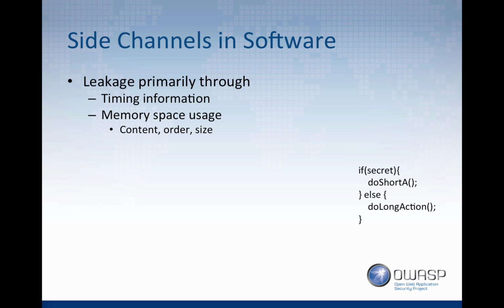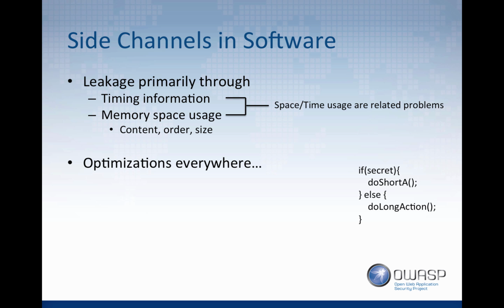So here, on the bottom right, there's just a simple snippet of code, right? We have some if condition, and if it's a secret, we do something that takes a short amount of time. If it's not a secret, we take a long amount of time, right? And these are kind of the root causes in software of where these differences come from. Okay, and these are related problems, and I can get into that more later.